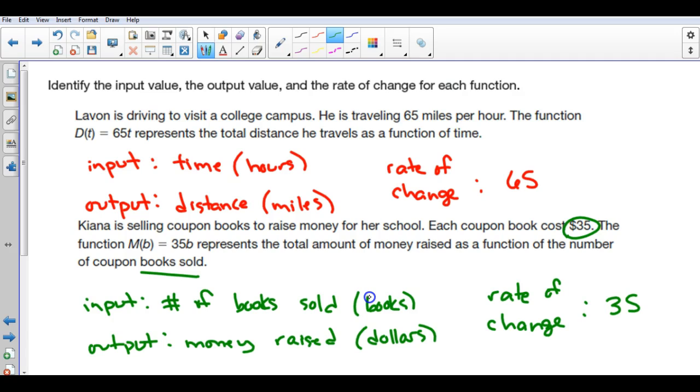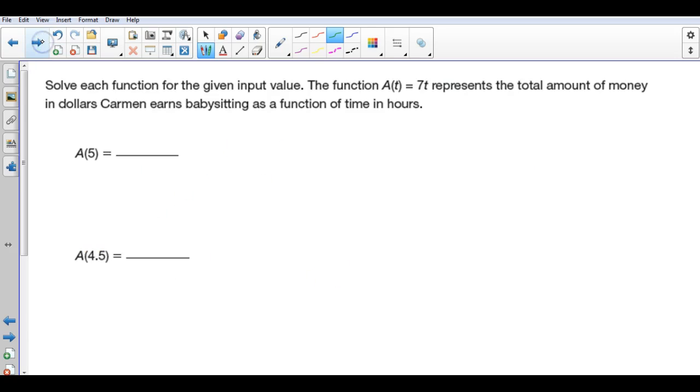So a good way to make sure that you know what your input and your output are, when you look at that rate of change, make sure that it's comparing your output unit to your input unit. So it's dollars per book. It's not books per dollar, it's dollars per book, and in the last example, your speed would have been miles per hour.